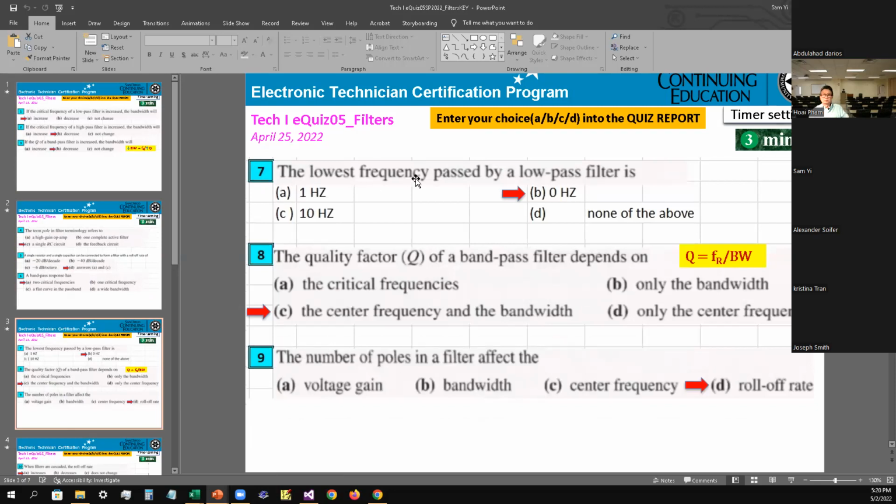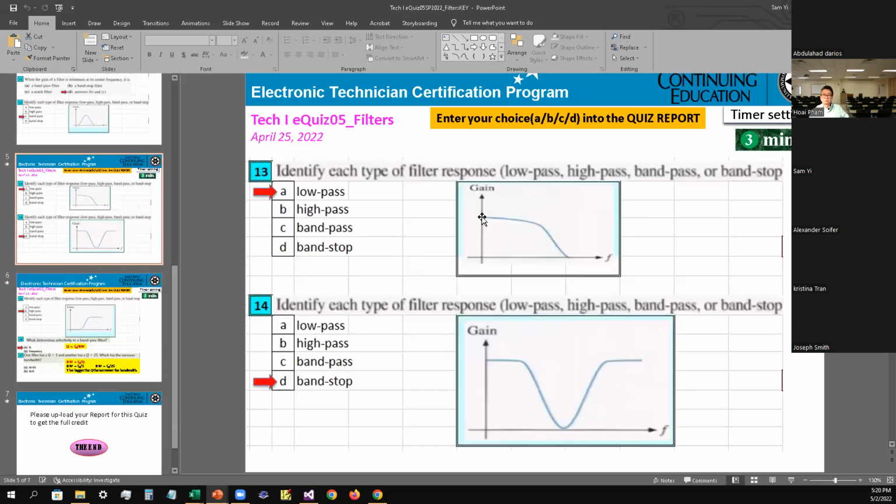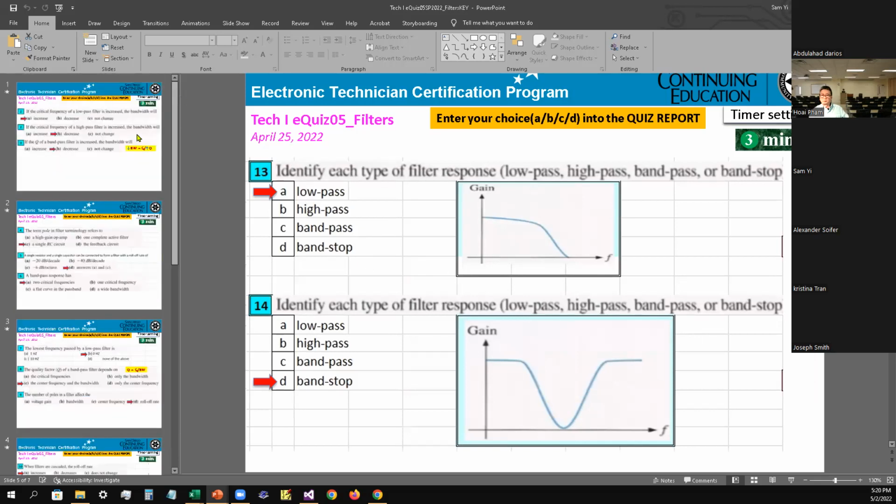Okay, the lowest frequency passed by a low pass filter is going to be B as in Bob for number 7. Because if you look at the low pass filter, it would be this one right here. At this point, it's at 0 hertz. At 0 hertz, it does register a voltage. So therefore, it's at 0 hertz.